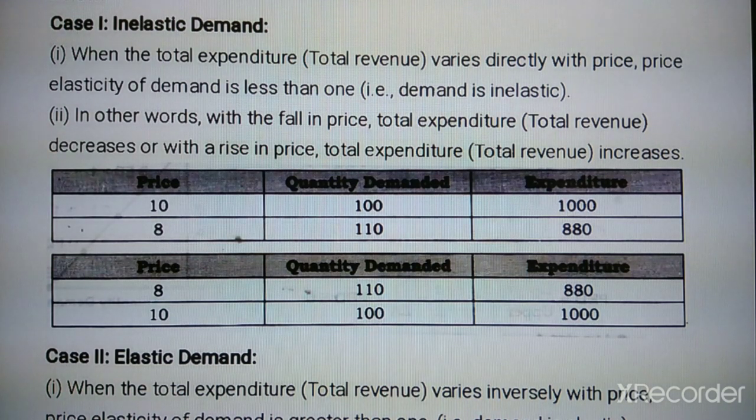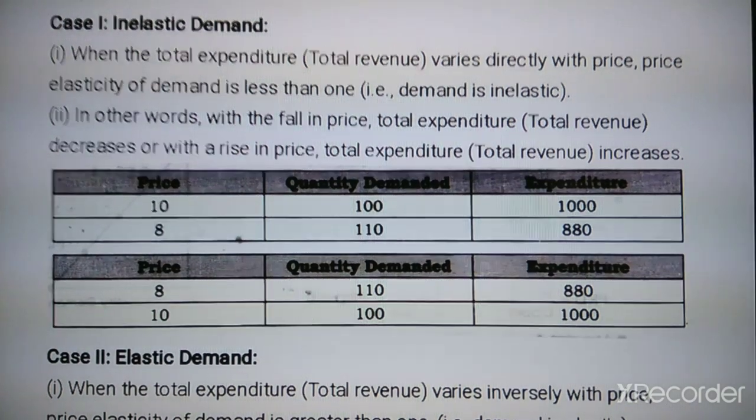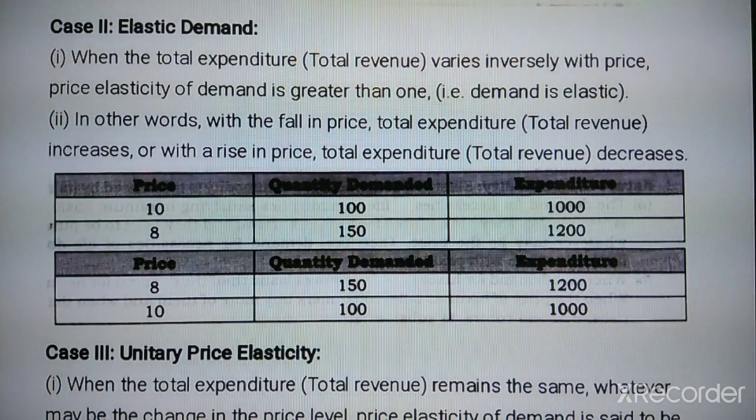So just to make it much simpler, let me tell you, if with decrease in price, total expenditure decreases, if both are decreasing, when price is decreasing and total expenditure is decreasing, or if price is increasing and total expenditure is increasing, in both the cases it is inelastic demand, right? Easy to remember, when the price is decreasing and total expenditure is also decreasing, or when price is increasing and total expenditure is also increasing, in both the cases, this is an example of what? Inelastic demand.